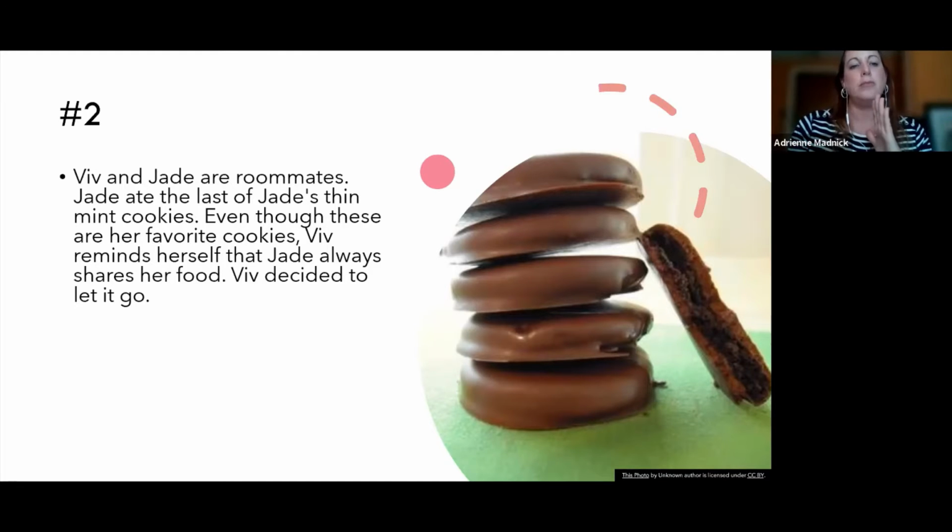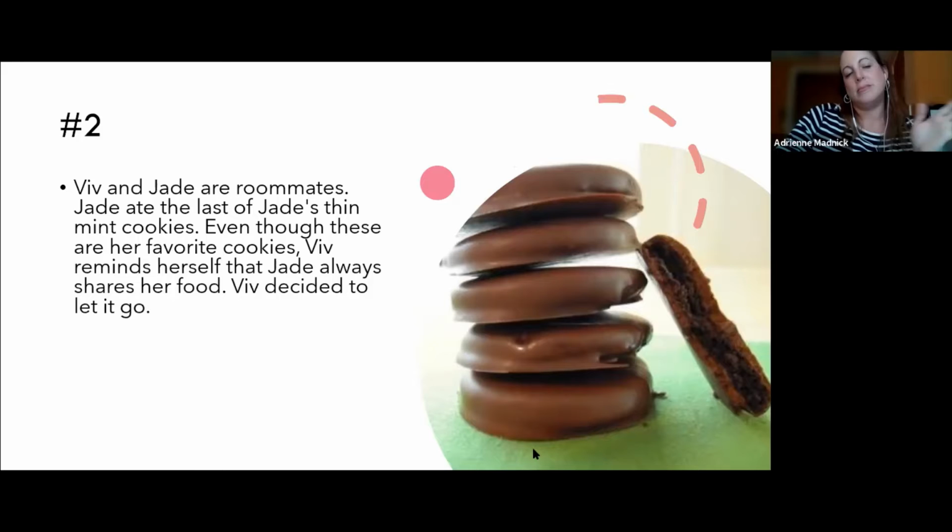So Viv and Jade are roommates. She ate the last of their cookies. Viv says, you know what? Jade always does share. So what's Viv going to do? What's in the chat? Why don't you guys tell me what Viv did? And this is something that maybe was not such a huge deal in the overall scheme of things. But what do you think that she did?